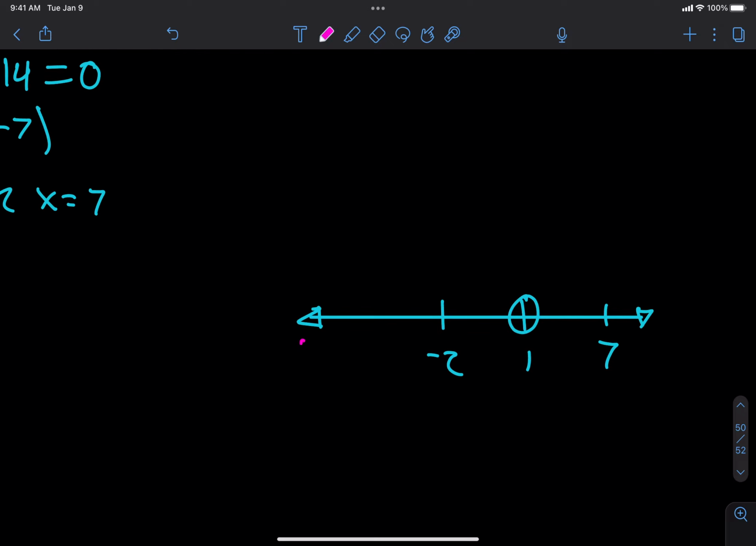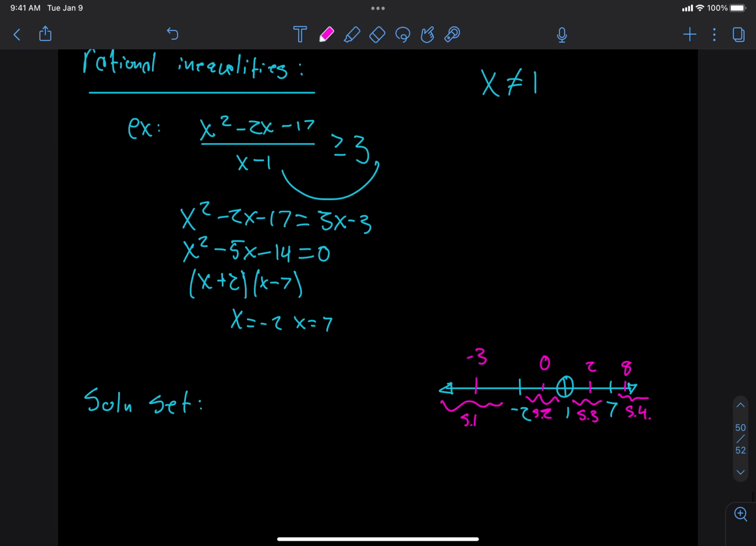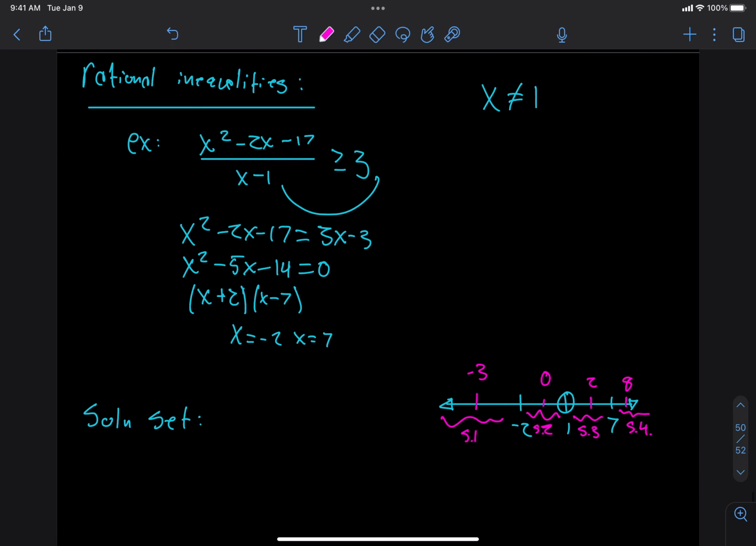So we're going to have subinterval 1 and subinterval 2, and then subinterval 3, and then subinterval 4. We need to pick a test point from each of these subintervals. So I'm going to choose negative 3, and then I am going to choose 0 for the second one, and then I'm going to choose 2 since it's the smallest nice number there, and then in the last one maybe 8. Okay, so we finally made it through this.